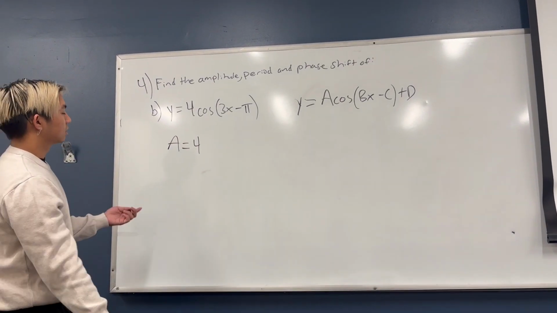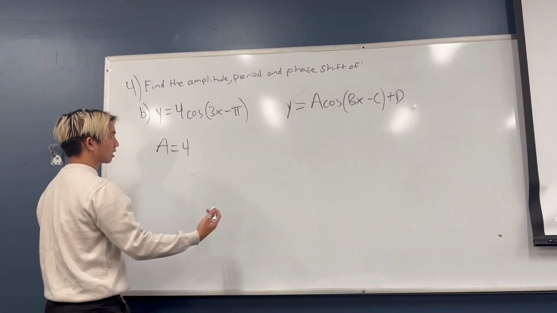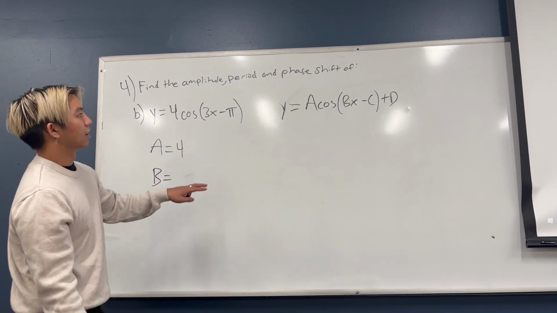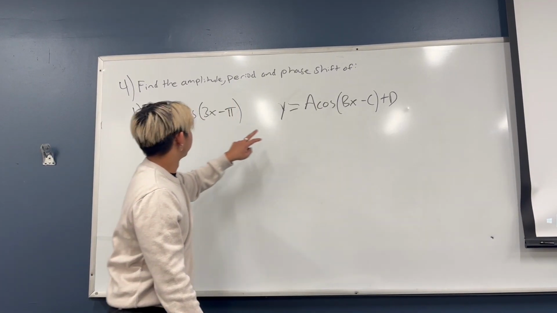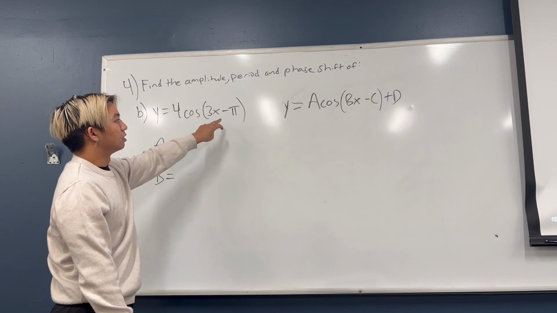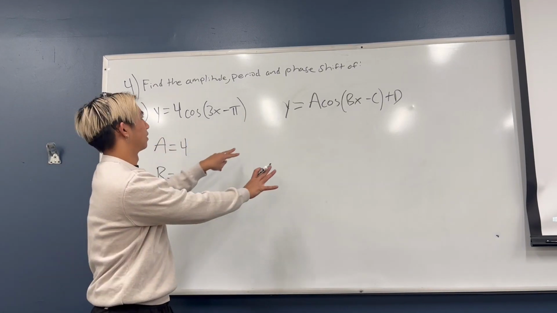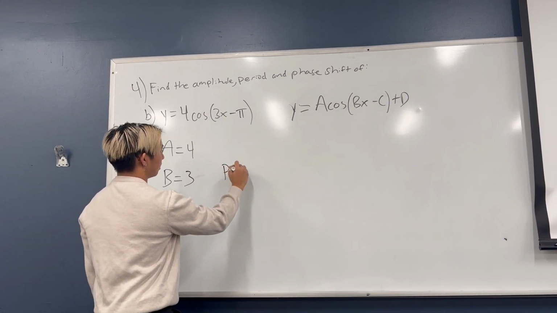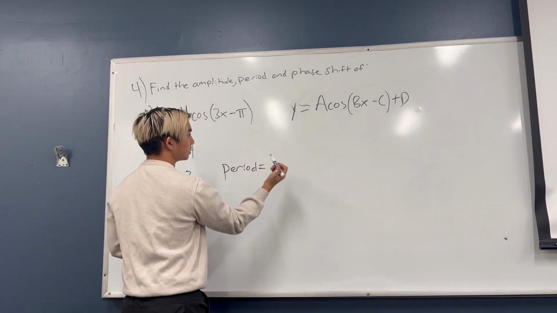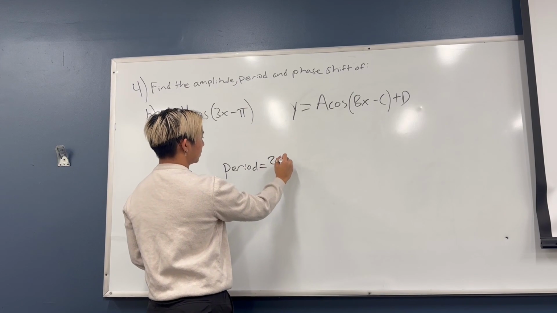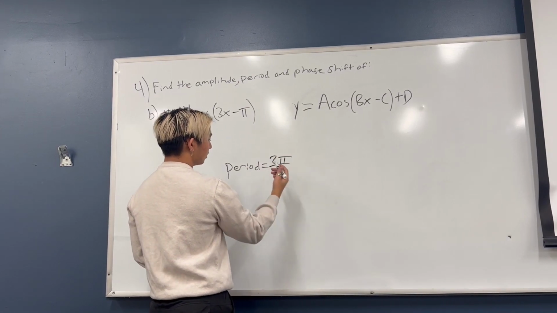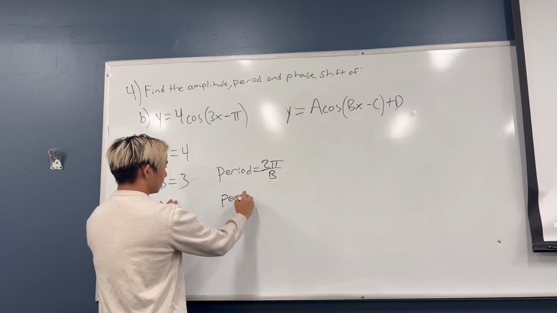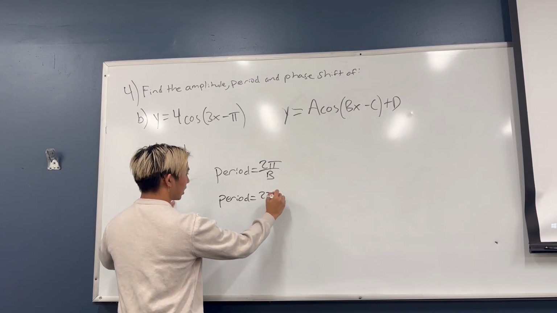So period. Period's a little more complicated here. We're finding B. If you compare, we have bx minus c over here, and we have 3x minus pi. So our B is equal to 3 here. Our period has a formula: 2 pi over b. And we just found that b is 3, so our period in this case is just 2 pi over 3.